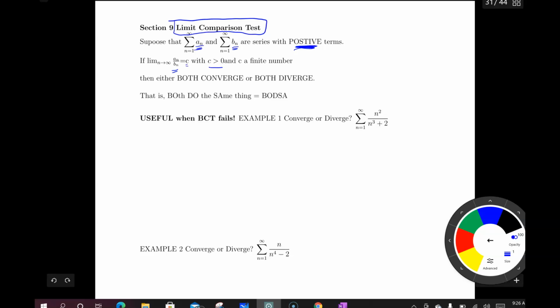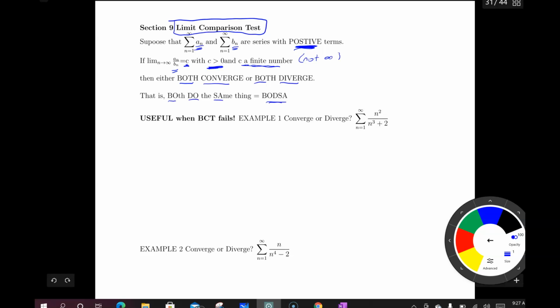Okay, so first off, this number c has to be bigger than 0 and finite, which means not infinity. If you get a number c that's negative, or if you get a number c that's infinity, the test doesn't work. So this number c from the limit has to be bigger than 0 and a finite number. So what's the conclusion? Then you get that they both converge or they both diverge. A very different kind of a result. So they both do the same thing.